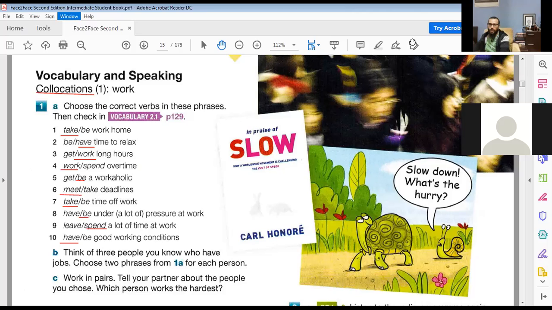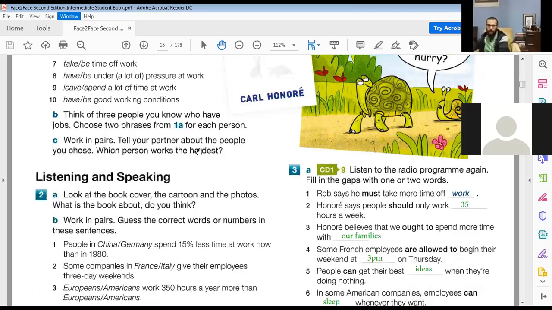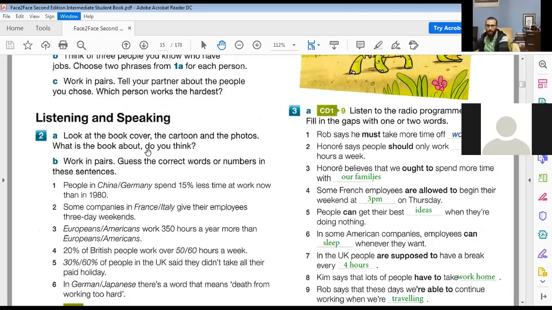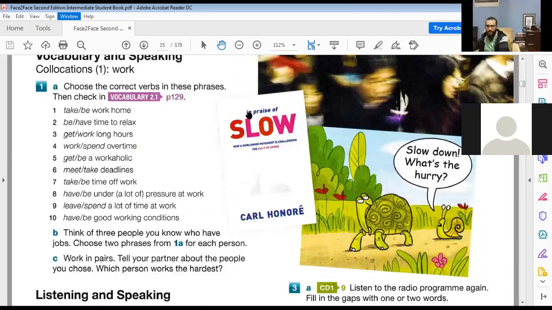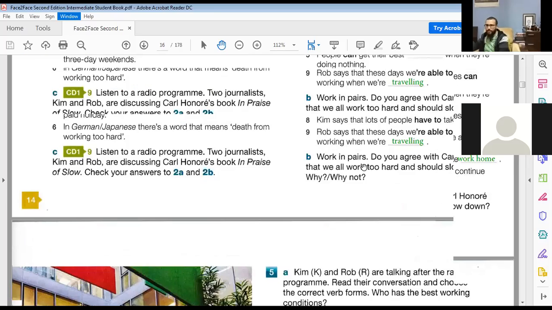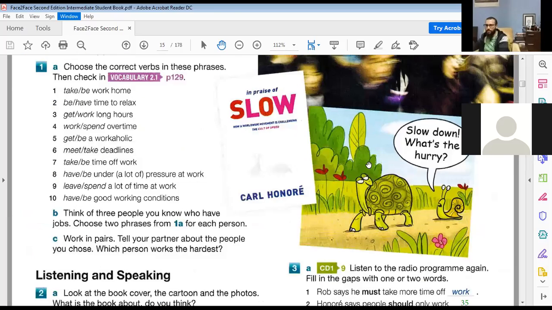Okay, very nice. So you can see already that the topic of this lesson, they want you to focus closely on work. And this will be the focus of our topic today. Now, here I want you to take a look at the book cover, the cartoon and the photos. What is the book about? So we have a book. This is the cover of the book. And here we have a few photos. So let me show you first of all the book cover.